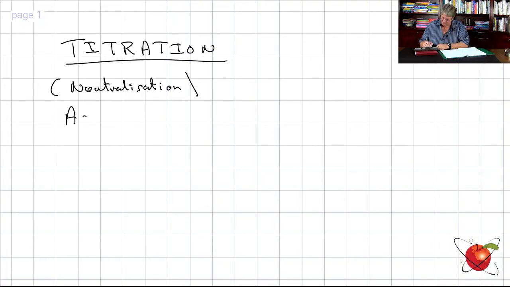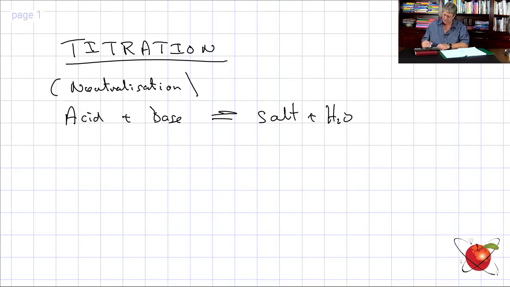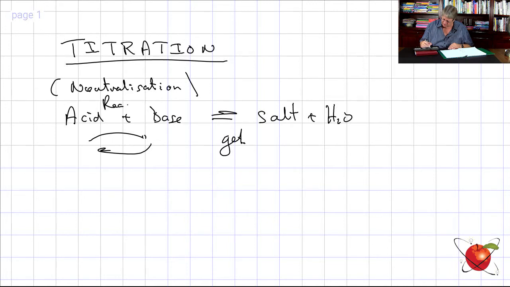So what are we going to be doing? We are actually going to be putting an acid plus a base to form a salt plus H2O. This is what we're going to be doing. We're going to be adding the one to the other to get those products, remembering these are our reactants and products over here.